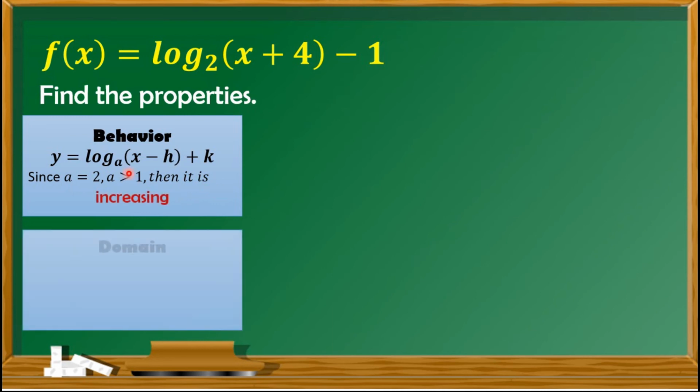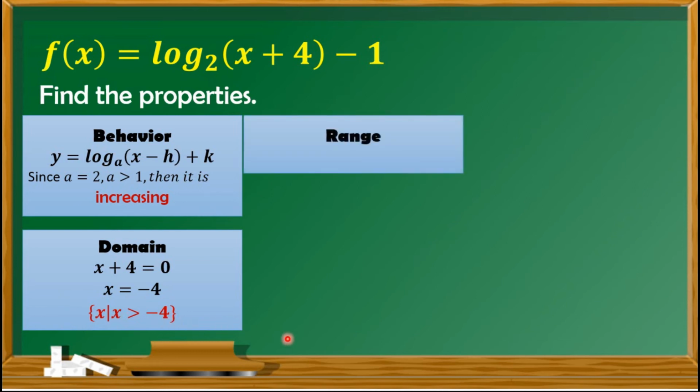Next, we have the domain. For the domain, we need to have the value of h, so we have the x plus 4. In order to identify the value of h, we equate this x plus 4 to 0, solve for the value of x is equal to -4, so the domain is the set of x such that x is greater than -4. As for the range of the function, any logarithmic function has the range, which is the set of real numbers.